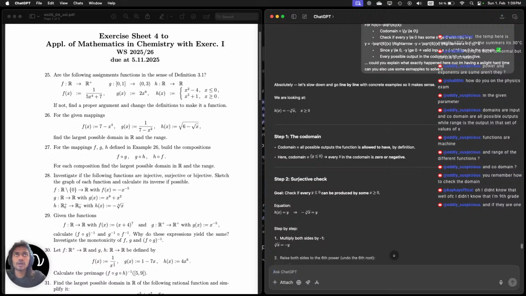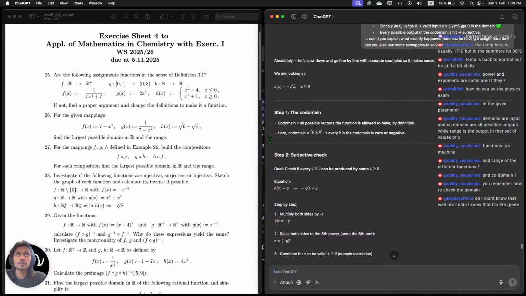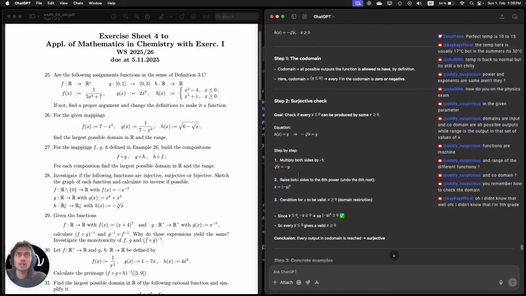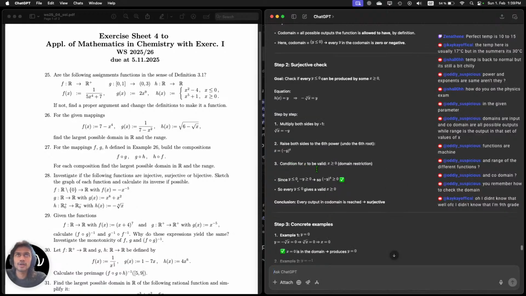Absolutely. Let's slow down, go line by line with concrete examples if it makes sense. The codomain: all possible outputs the function is allowed to have by definition. Okay. Multiply both sides by -1. Brace both sides. Condition for x to be valid: x should be greater than 0. Is that mentioned? It's not mentioned. Did you just make this up? It's part of the domain restriction.